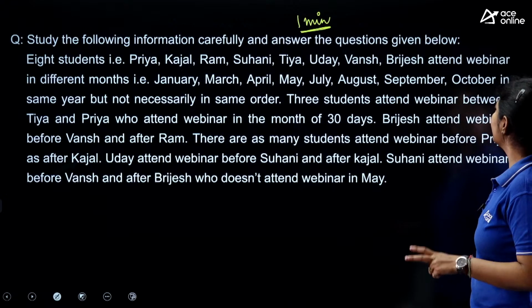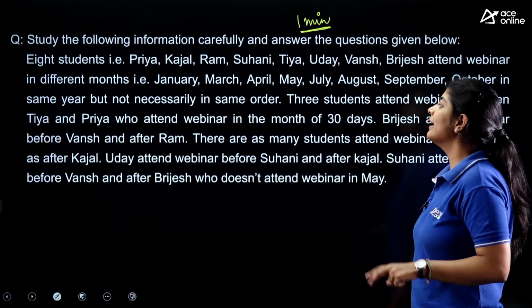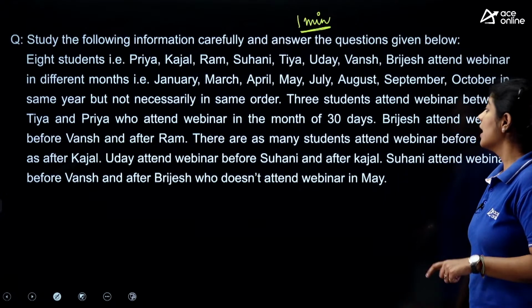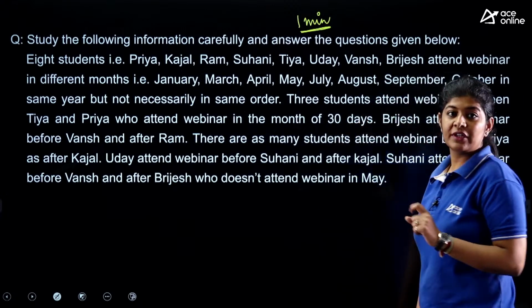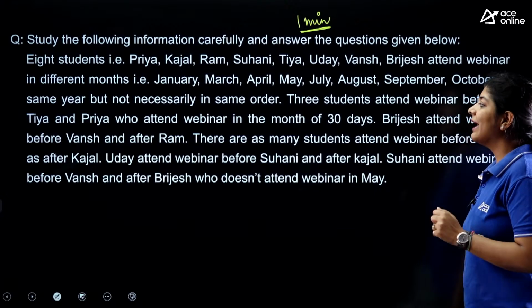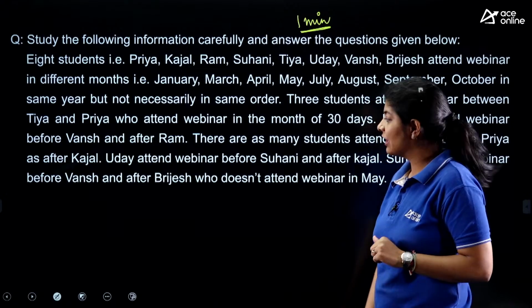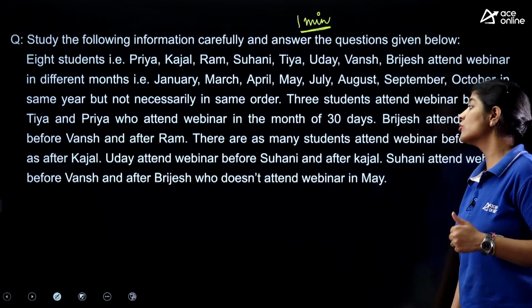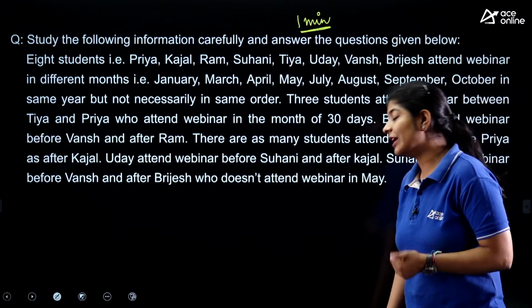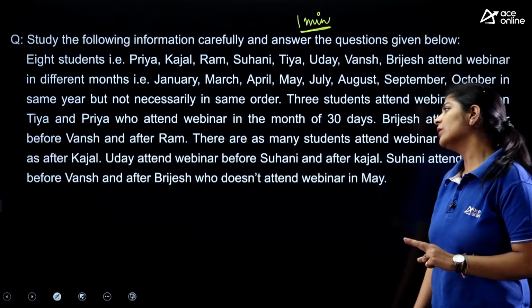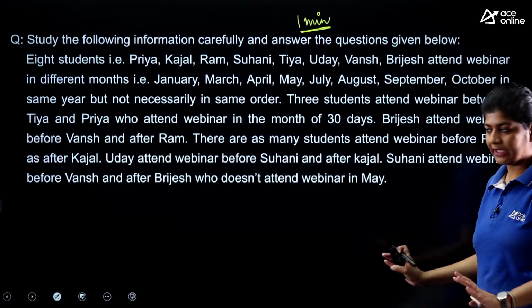3 students attend the webinar between Tia and Priya, who attends the webinar in a month of 30 days. Brijesh attends the webinar before Vansh and after Ram. There are as many students attending the webinar before Priya as after Kajal. Uday attends the webinar before Suhani and after Kajal. Suhani attends the webinar before Vansh and after Brijesh, who doesn't attend the webinar in May. So this is what we are having in our data.